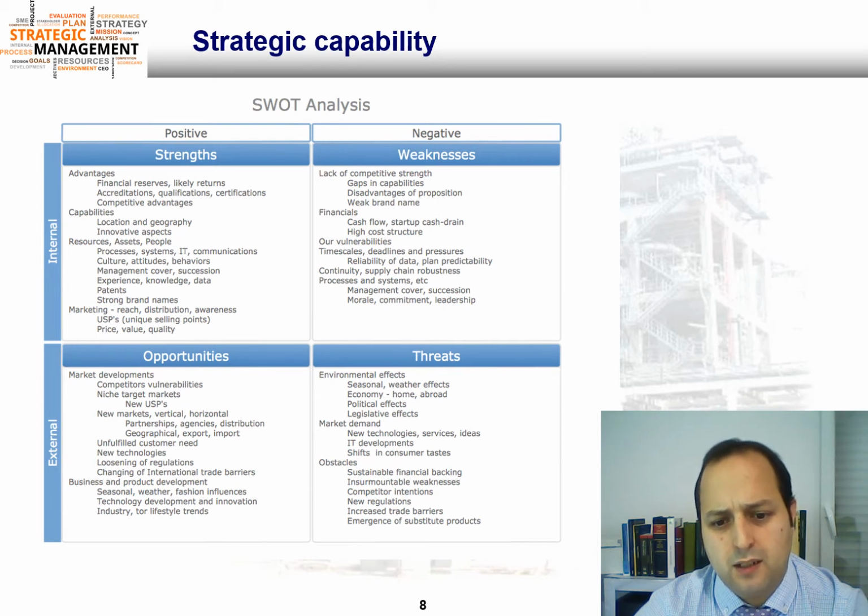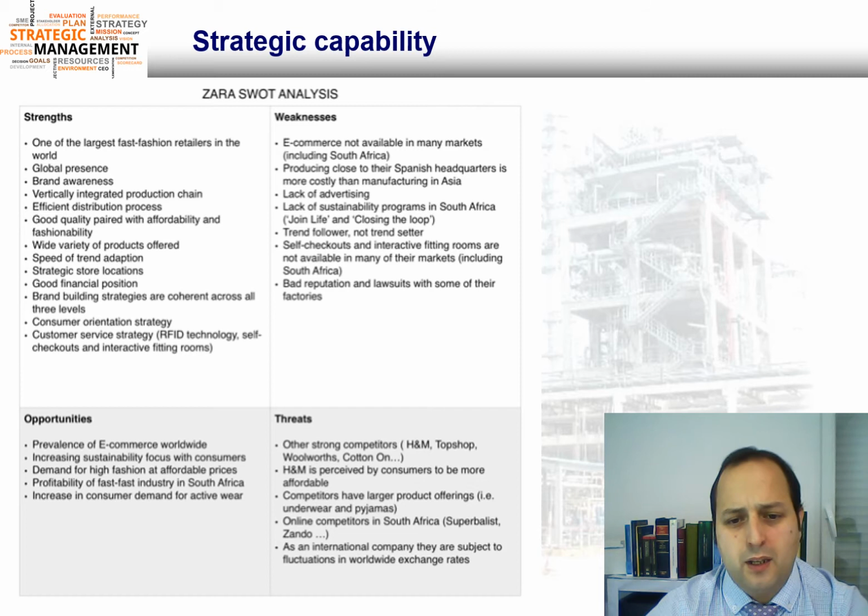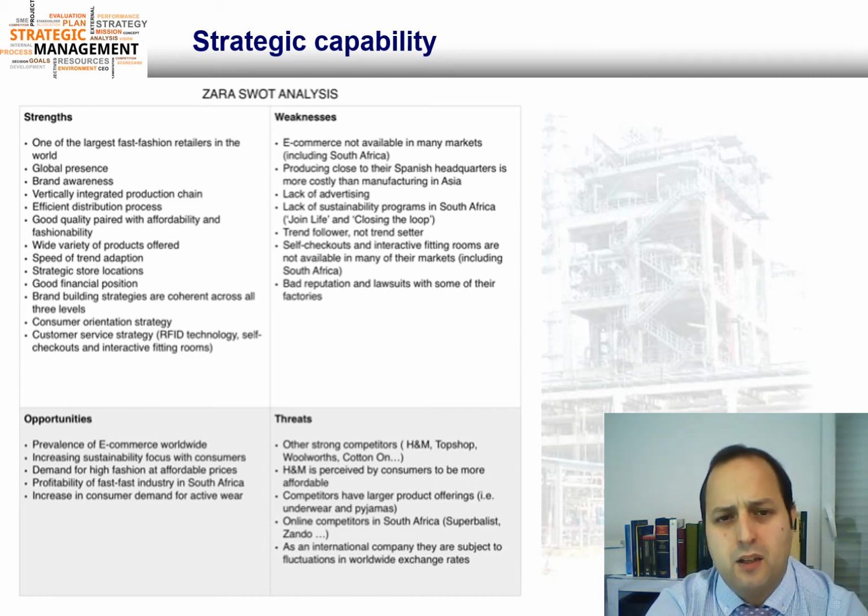We are going to see in the next slide an example of a thorough SWOT analysis. Just as an example, we can read here a SWOT analysis of Zara. Zara is the main brand of Inditex, which is one of the biggest Spanish companies. It's one of the biggest textile groups in the world. For example, we are going to name just some strengths, weaknesses, opportunities, or threats. For example, Zara is one of the largest fast fashion retailers in the world. It has global presence, brand awareness, etc.